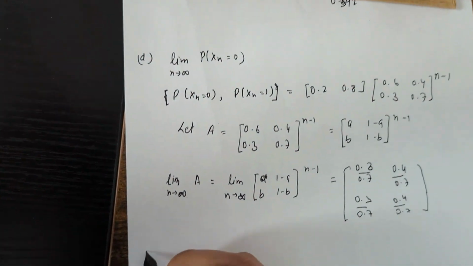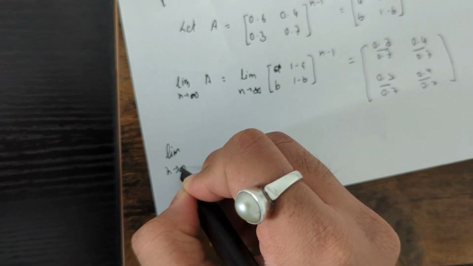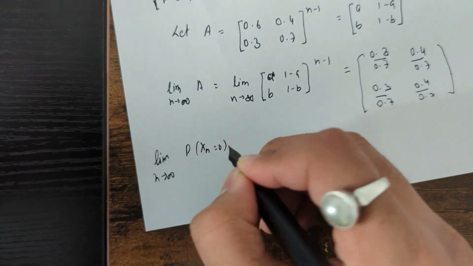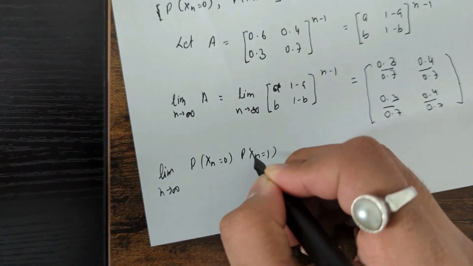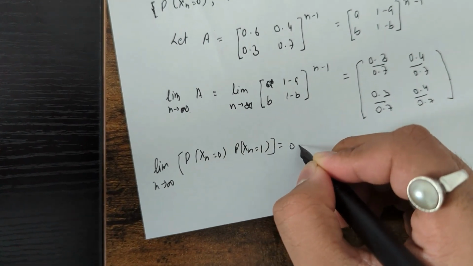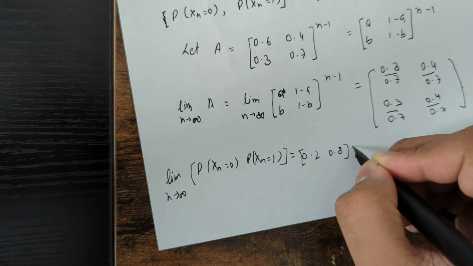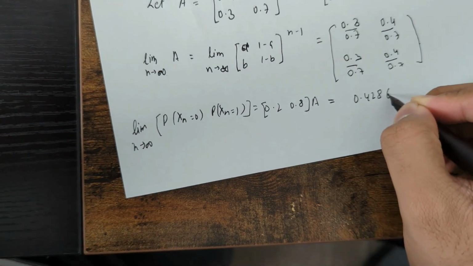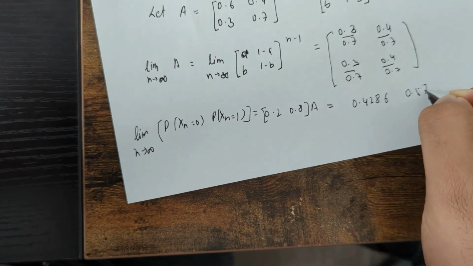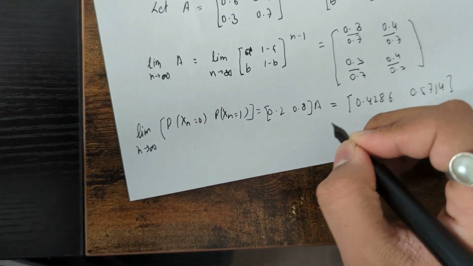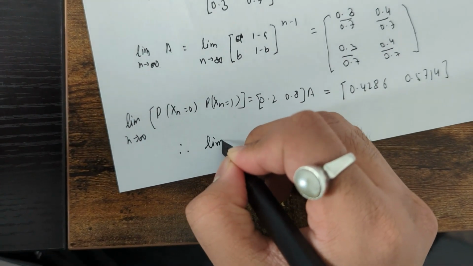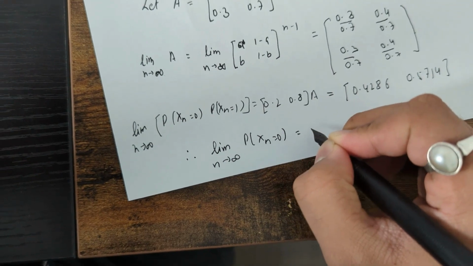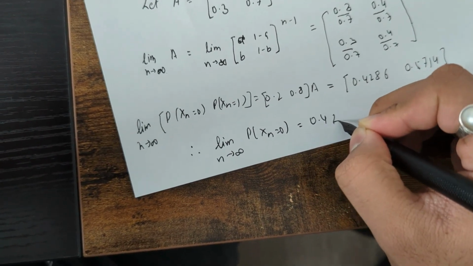So the limit as n approaches infinity of probability xn equals 0, xn equals 1 is 0.2, 0.8 into this matrix, which can be written as 0.4286 and 0.5714. So therefore the limit as n approaches infinity of probability of xn equals 0 is 0.4286.